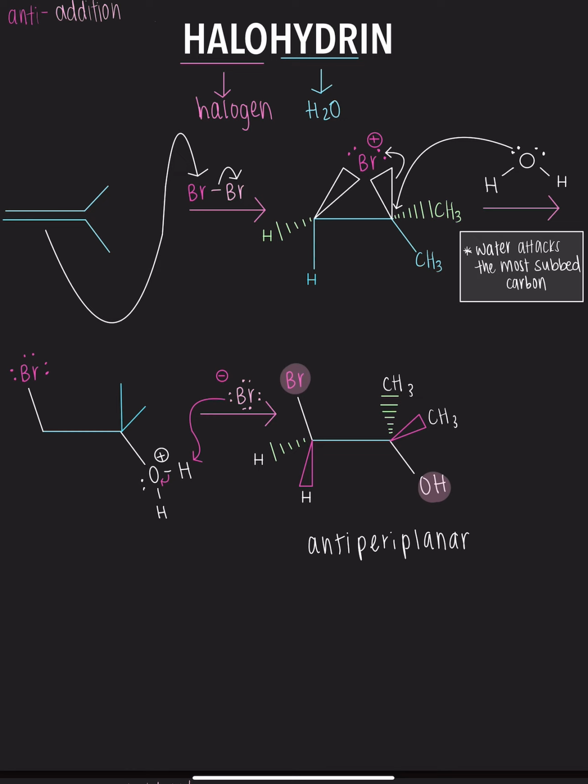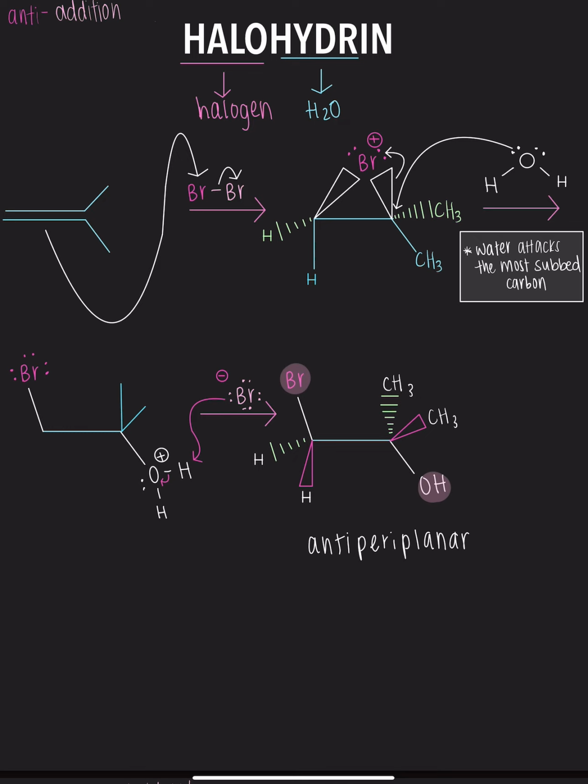So one huge emphasis I want to make in this particular video is that notice that in this carbon, you have two hydrogens. It's not chiral. In this carbon, you have two methyls. It's not chiral. So the molecule at the end is not chiral. What I'm showing is that it is anti-addition and that the position is anti-periplanar. But do not confuse things. This molecule is not a chiral molecule. You do not have chirality, which is why you don't have enantiomers.